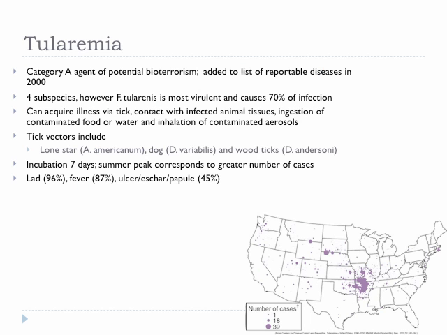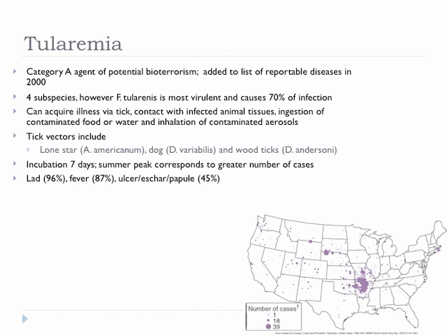So tularemia also could be transmitted via ticks. There are multiple ticks that can transmit tularemia, being the Lone Star tick, the dog tick, and wood tick. It's been brought back into the limelight because of bioterrorism. It was added to the list of reportable diseases in 2000. It's a Category A agent of potential bioterrorism.